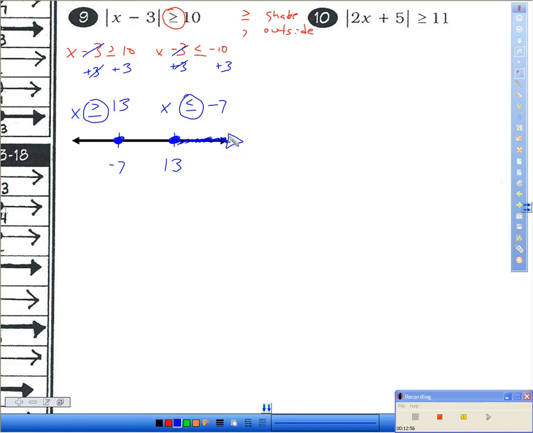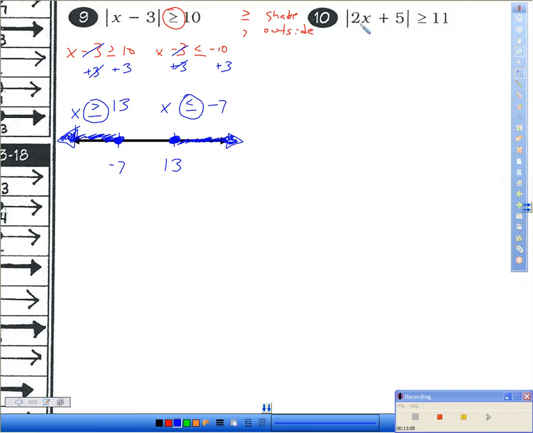So it's going to look like this on the right hand part of that graph and like this on the left hand part of that graph. So we want to shade everything that's either less than negative 7 or equal to negative 7, or greater than 13 or equal to 13. So our graph would look like that.